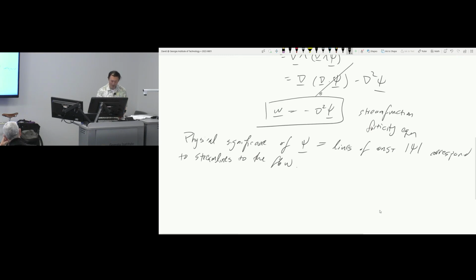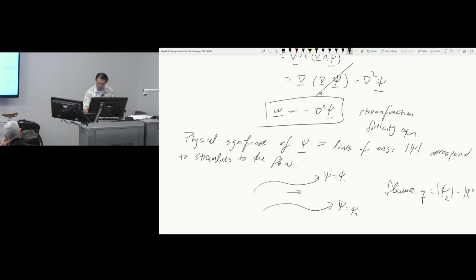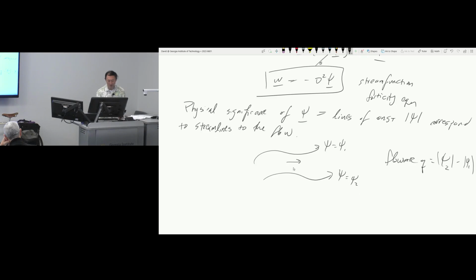But physically, in 3D, you can imagine this psi, if you have 2D, for example, psi equals psi 1 and psi equals psi 2. You can show that the flow rate q can be found just by subtracting the two stream function values, psi 2 minus psi 1. Remember the definition of a streamline: this means it's basically parallel to the velocity field.